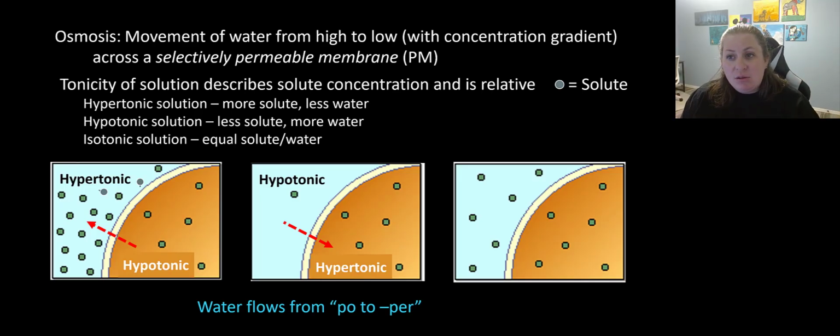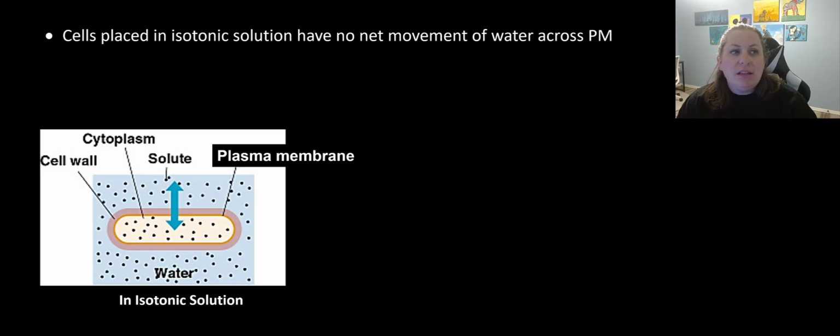In the isotonic, though, it's going to be equal. Water is going to move in and out at the same rate. If 2 move in, 2 move out. 5 move in, 5 move out. And this is because it is in equilibrium. So cells placed in an isotonic solution have no net movement of water. So again, 5 move in, 5 move out. There's no change in that.